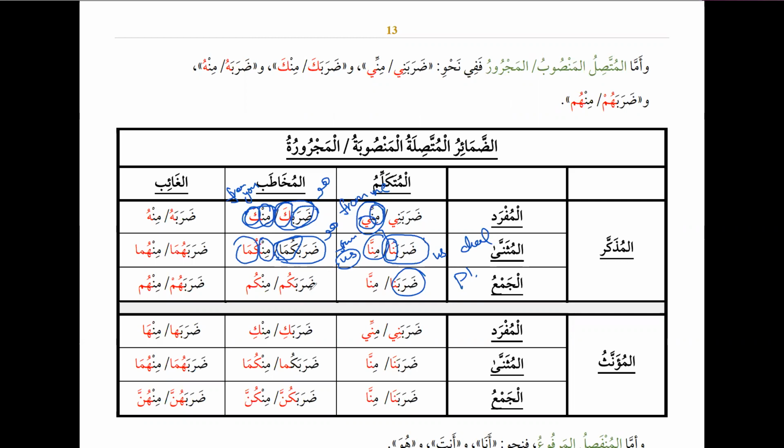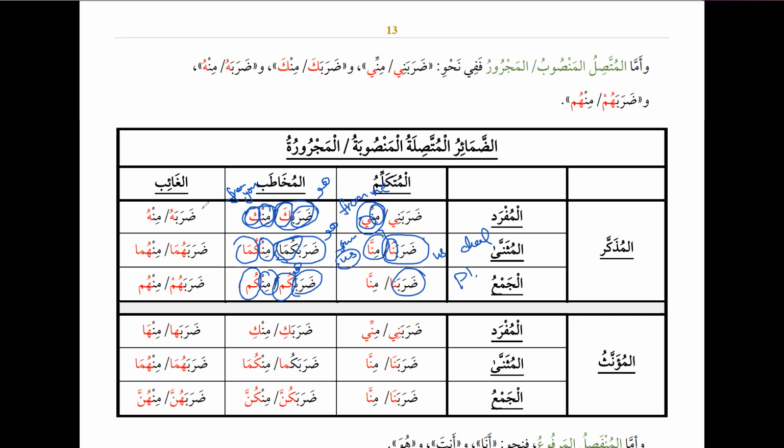ضربكم. How do you translate ضربكم? He hit you all. أحسنت. So ضرب is the فعل. The فاعل is ضمير مستتر تقديره هو, and كم is the مفعول. من, again the preposition حرف جر, and then this is the ضمير مجرور.